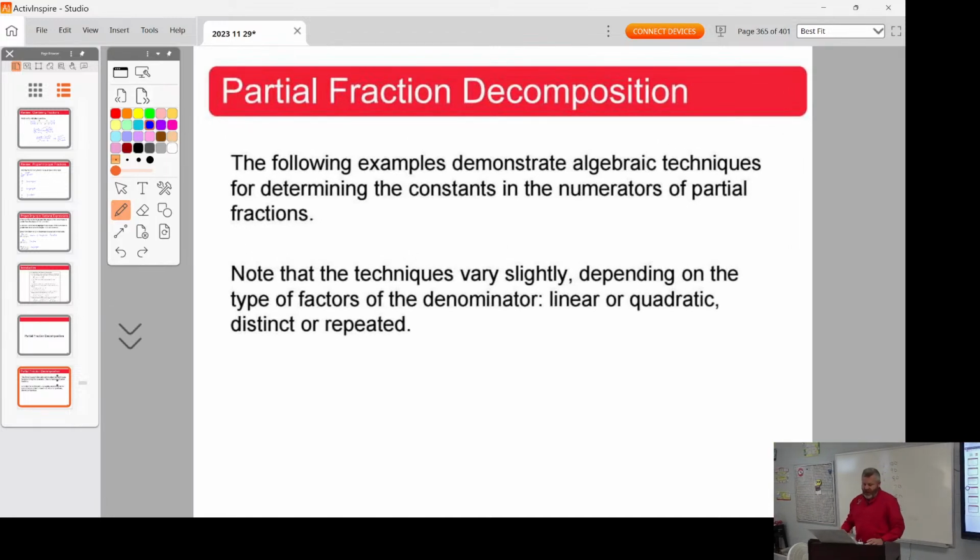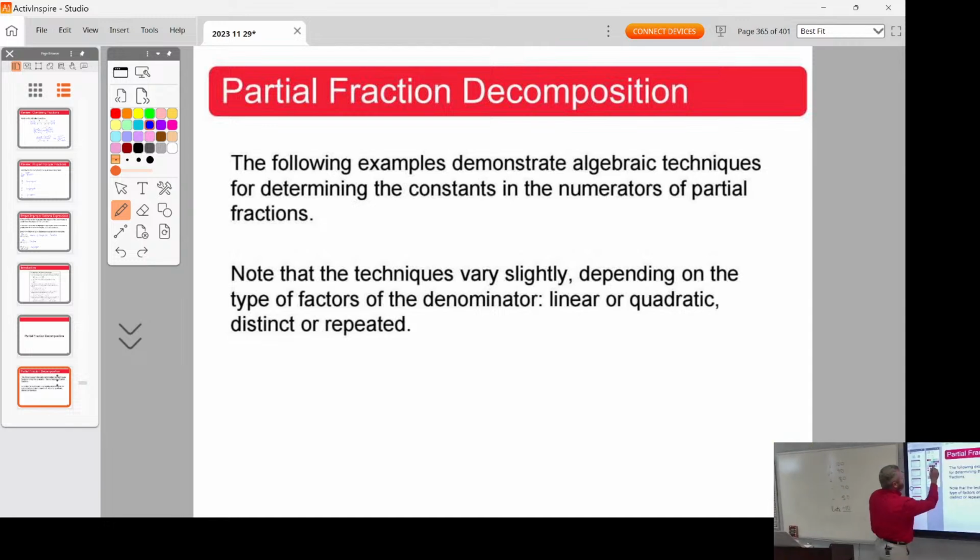The following examples demonstrate algebraic techniques for determining the constants in the numerators of partial fractions. Note that the techniques vary slightly depending on the type of factors of the denominator, linear or quadratic. Again, we won't be doing quadratics today. We will do both a distinct, what's distinct mean? Okay, each one is different. We'll talk about distinct and repeated linear factors. We'll actually do one of each of those, time permitting, of course.